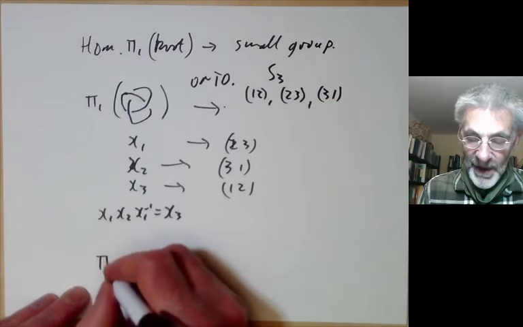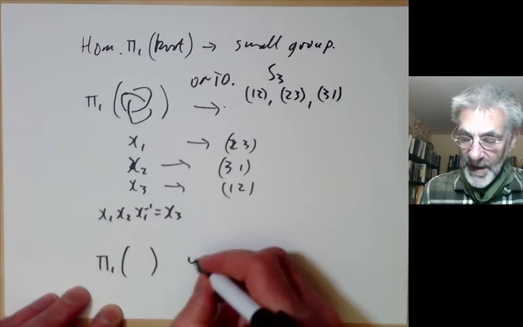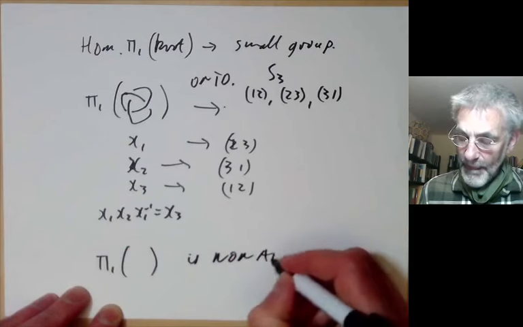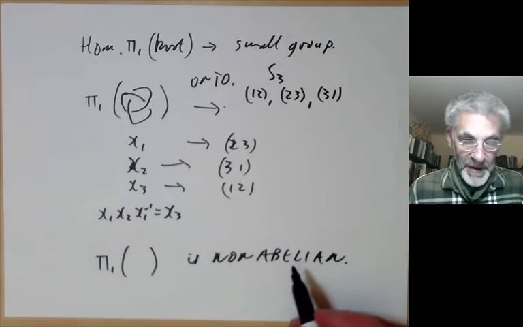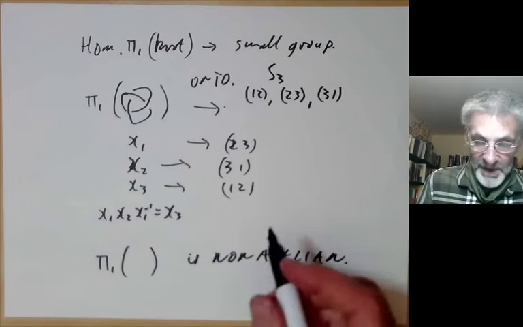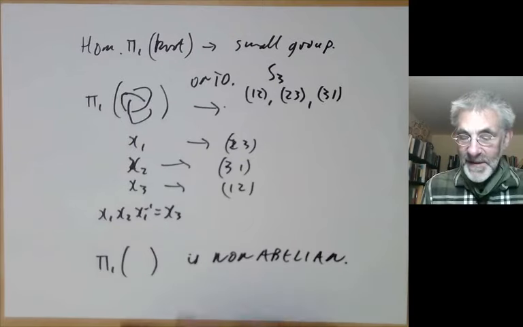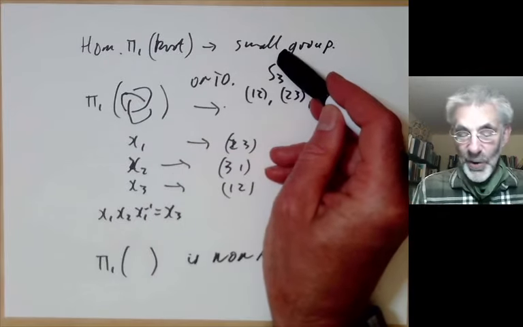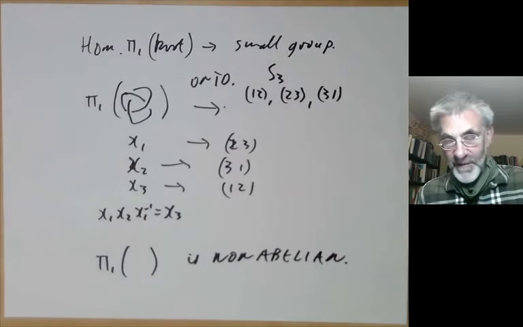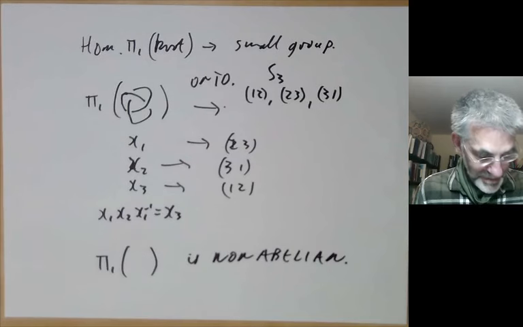And this implies that pi1 of the trefoil is non-abelian because it's got a map onto a non-abelian group, so it can't possibly be an abelian group. And this is enough to show that pi1 of the trefoil is different from pi1 of the trivial knot, and therefore the trefoil knot really is a knot.